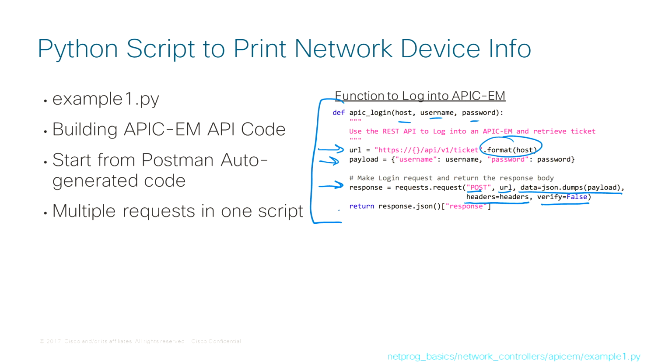Now, once we've made that request off to the APIC-EM controller, our function will return the body of the response, where we can actually retrieve the service ticket that will be necessary to make our following call.